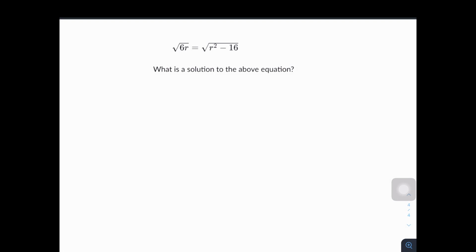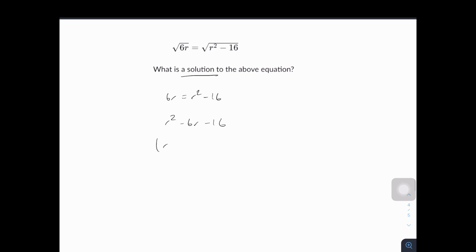What is the solution to the above equation? Square root of 6r is equal to square root of r squared minus 16. So we need to remove the square root on both sides. So we square both sides, and when we do that, we get 6r is equal to r squared minus 16. Now we need to move the 6r to the right side, and when we do that, we get r squared minus 6r minus 16.